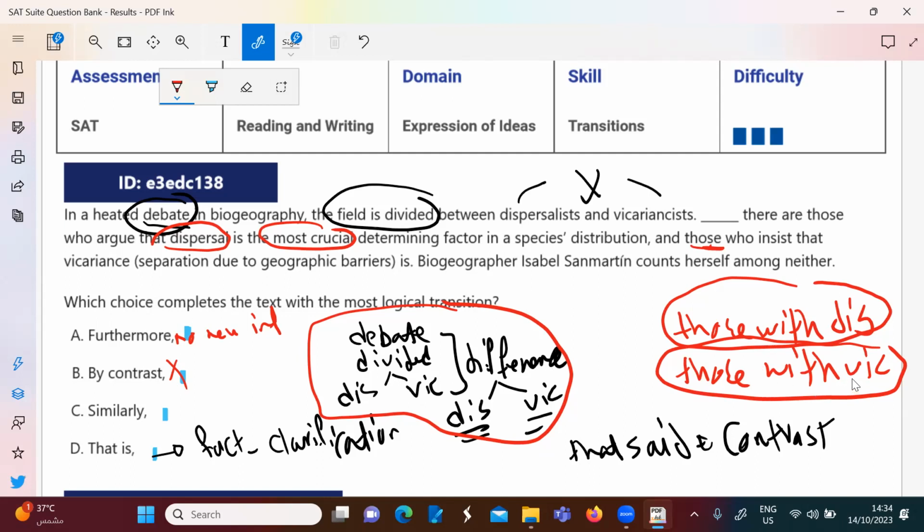So I believe the right answer here is that I'm clarifying a point. I'm stating a fact. I'm emphasizing how the field is divided. How is the field divided between two things? Why is there a debate? The second sentence explained why there is a debate or how the field is divided, since some people support this and the others support Vic.